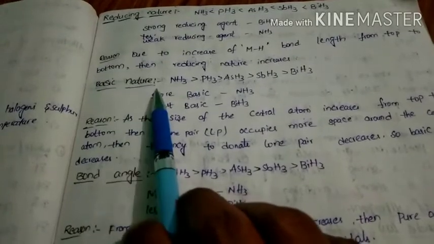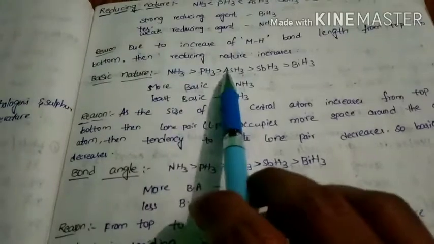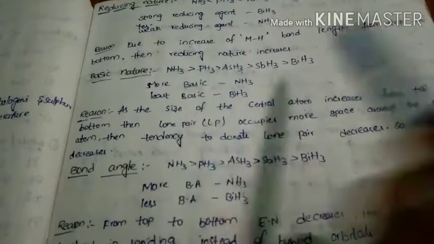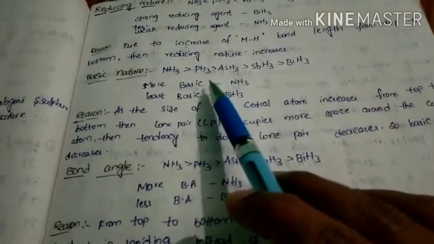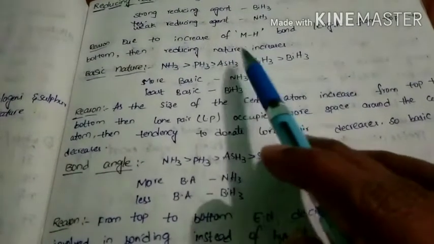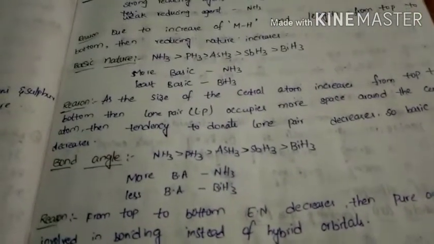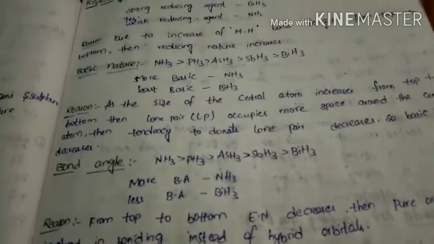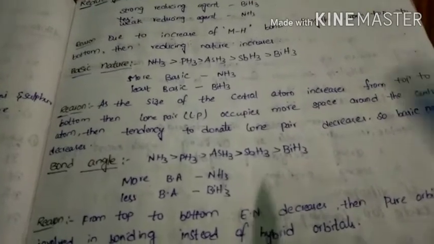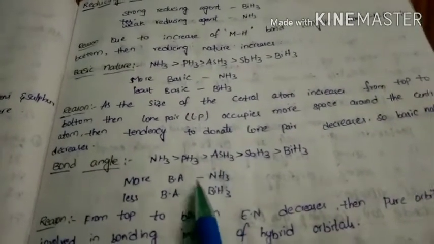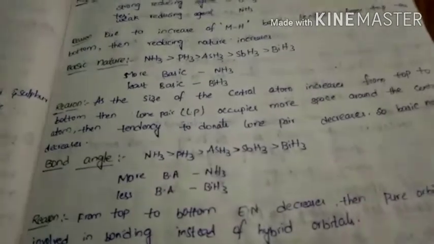Next, basic nature. How can we say basic nature? All are having lone pair of electrons in their central atom. If they readily give those lone pair of electrons to another substance, then they have more basic nature. Which readily gives those lone pair of electrons to the other atom? The atom which has less size readily gives those electrons to other substances.